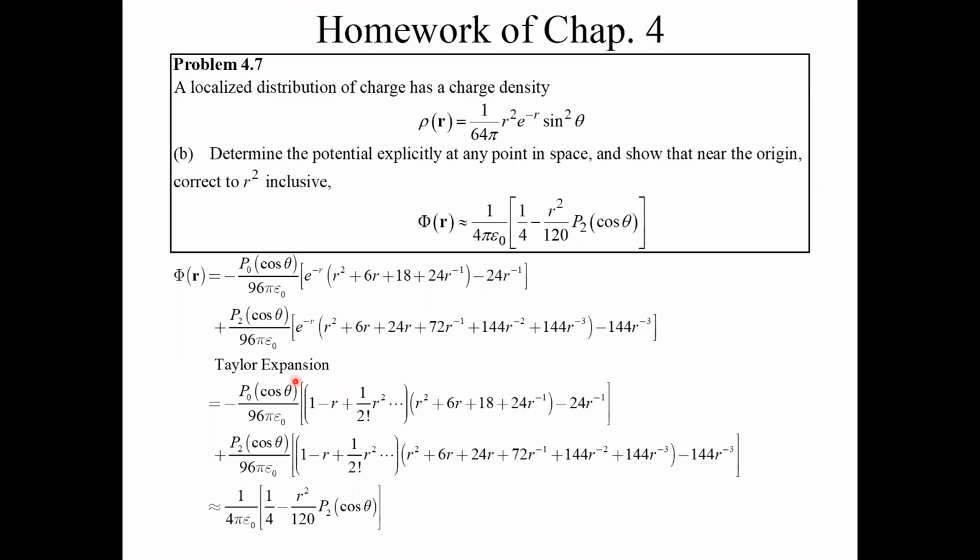Okay, we apply the Taylor expansion. We change our exponential e^(-r) into this series, and we keep terms correct to r squared. So finally, the answer will look like this. Okay, so this is for part B.